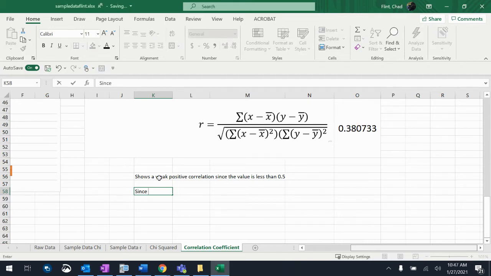So I'm going to put down, since we have a weak correlation, it is not appropriate to find the least squares regression equation.